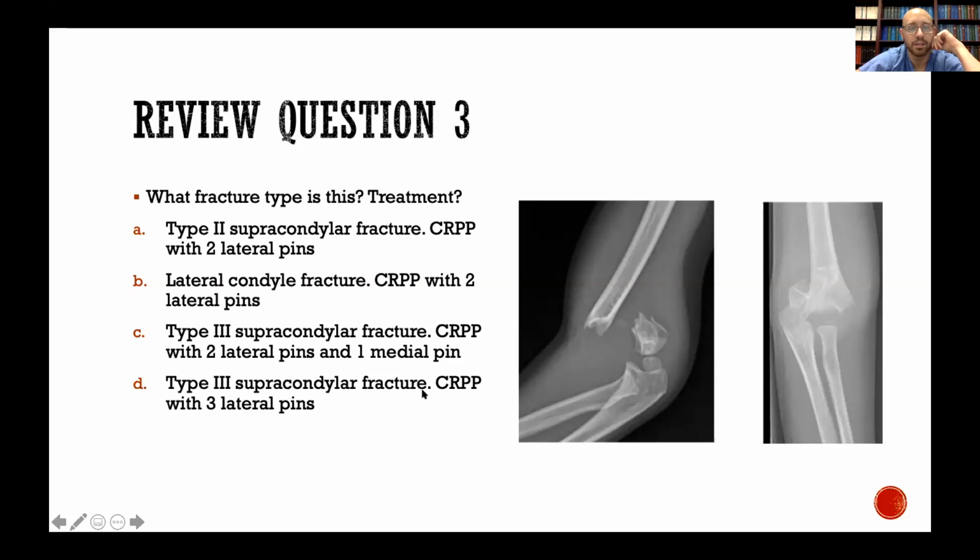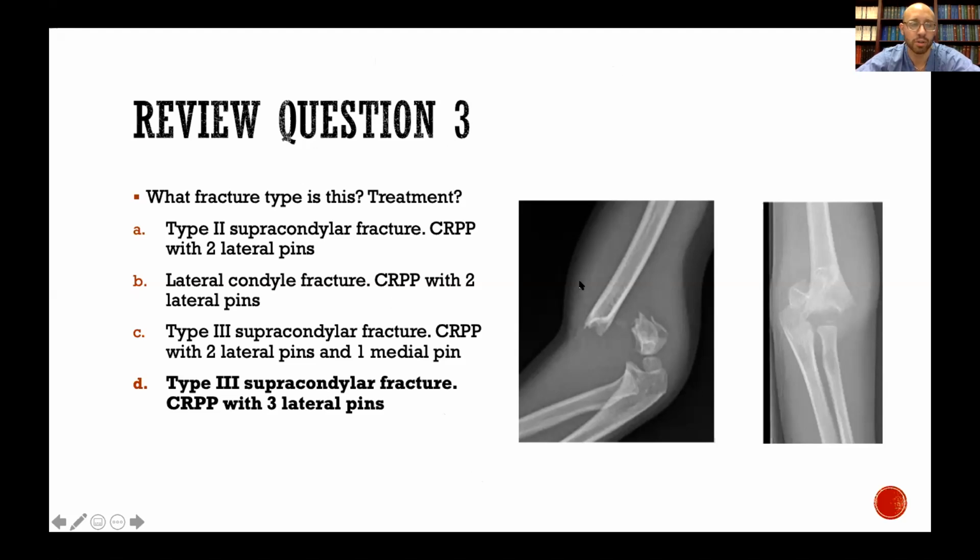Alrighty, let's see what you guys put. So the majority you answered D, which was type 3 supracondylar fracture, and you thought that the treatment option would be closed reduction percutaneous pinning with 3 lateral based pins. So we know it's a 3 because we have disruption of the anterior and posterior cortex.